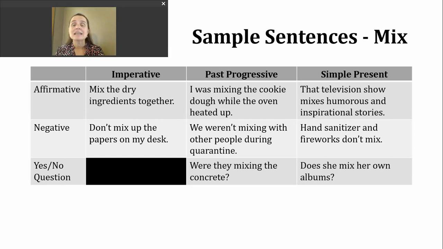If I want to ask a yes or no question in the past progressive, I'm going to start with that past tense form of be, then I'll have my subject, and then the ing form of the verb. Here's an example. Were they mixing the concrete? So again, this would tie back to that first more general definition of mix, of combining different substances.